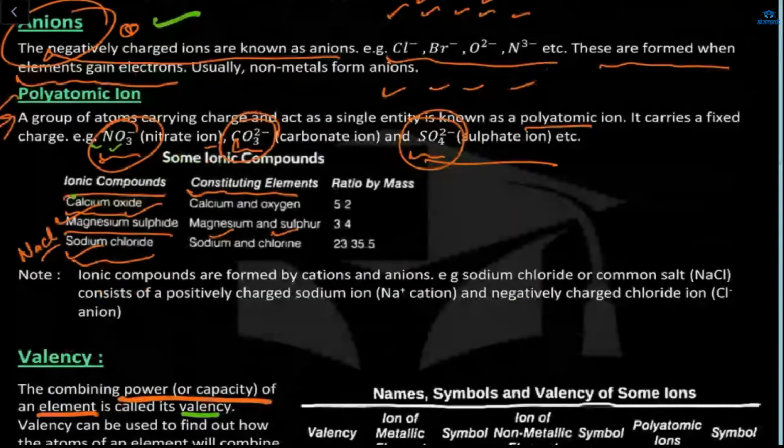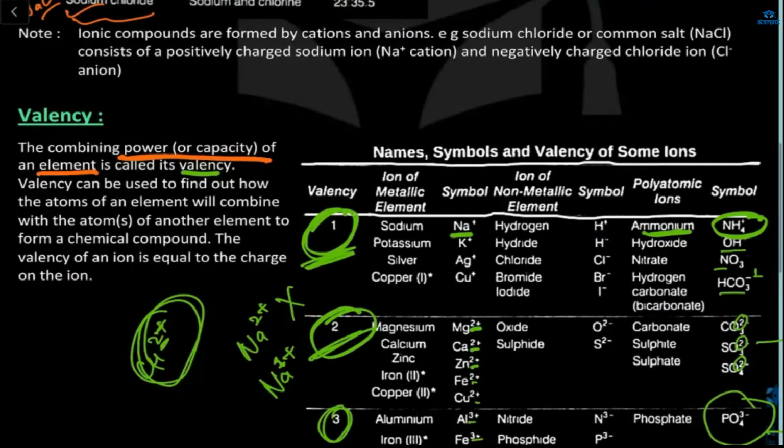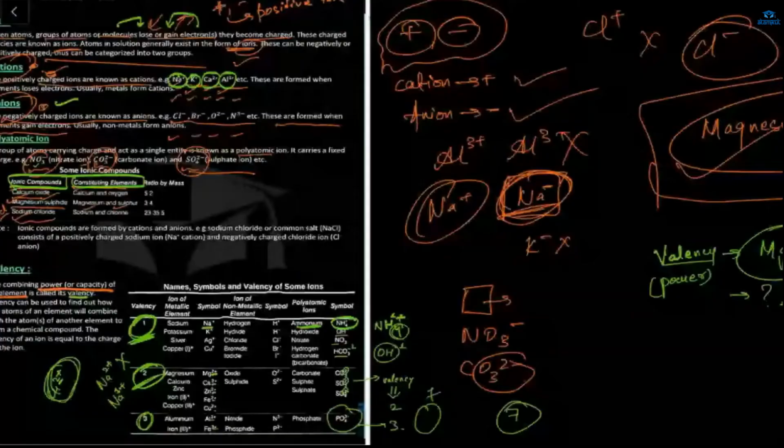Now this is an ionic compound, and these are the constituent elements of that particular ionic compound. And what is valency? We all know valency is nothing but the power of that particular symbol. Understood everybody?